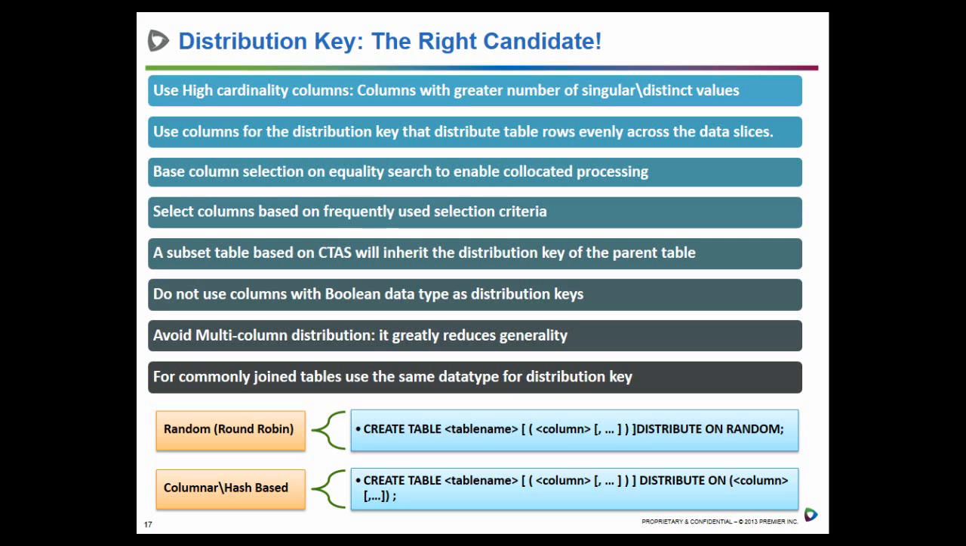Then Netezza's performance will lag. It will actually be slower in Netezza. And the reason is this: it is both data skew and process skew, right? So we're talking about data skew and process skew.